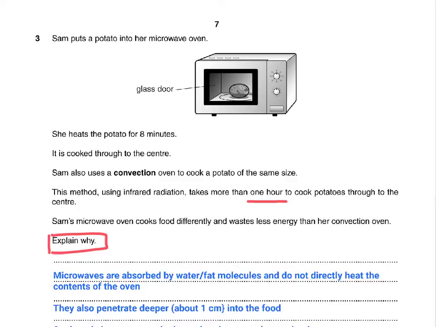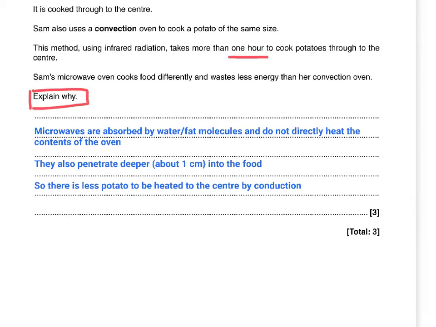Explain why. Now, this type of question, comparing infrared waves and microwaves in the way that they cook food, has come up a disproportionately large amount of times. Okay, so they do like this question. So the question is talking about how Sam's microwave oven cooks differently from her convection oven. So I'm going to come at this from the angle of the microwaves. I'm going to describe how they are different, okay?